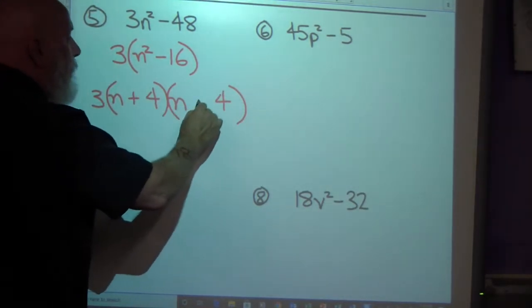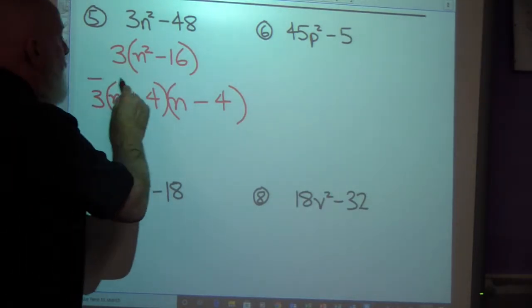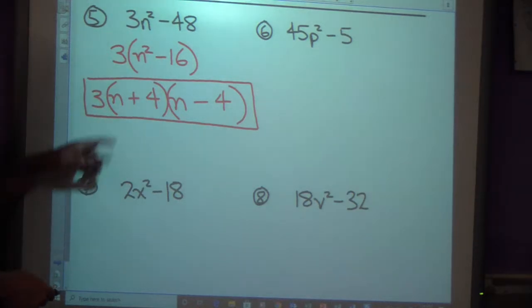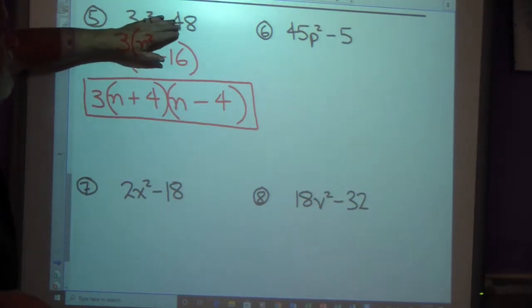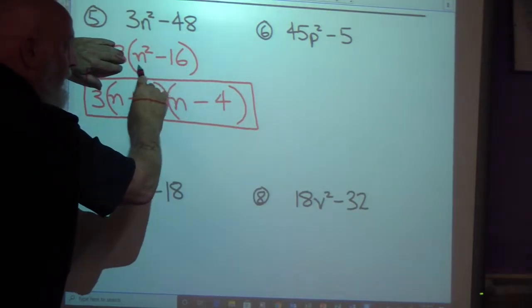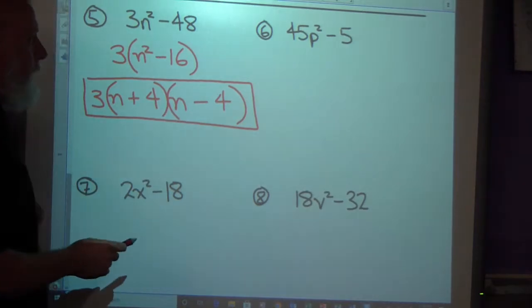Make one positive, one negative, and there's my answer. I had to factor out the greatest common factor first. That was the biggest factor that they both had. I saw that they both divided by 3, so I pulled it out. And I said, hey, this is a difference of perfect squares. So I rewrote my 3 and factored this into a difference of squares.